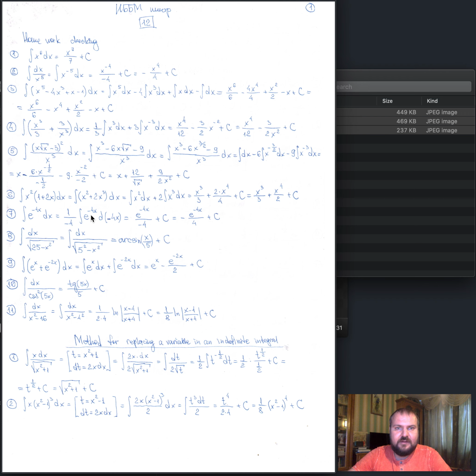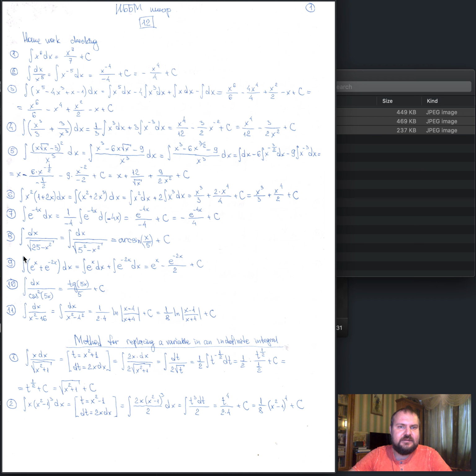And here we can change the variables. Minus 4x we can change for a new variable, for example t, and we get e in power minus 4x divided by minus 4.